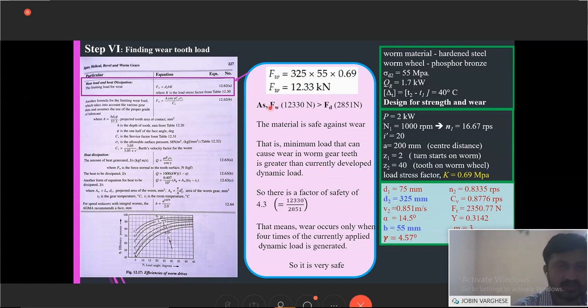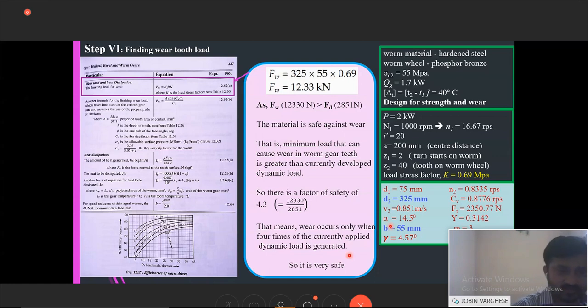Once we calculate 12.33, we say the wear load FW is greater than the dynamic load. Now, when we divide, you can see 12330 by 2851.6, almost 4.3. That is, the factor of safety is 4.3. Even though some external force acts on the gear and increases the dynamic load, it can increase up to 4.3 times the load acting right now. So it's a very safe condition, and we can move on with the further designing.